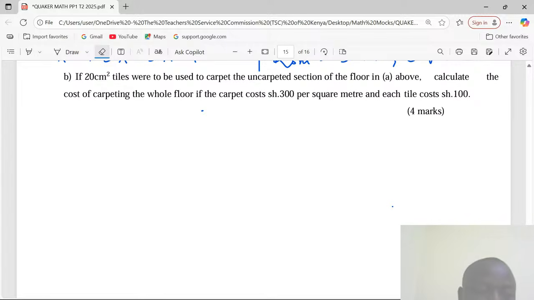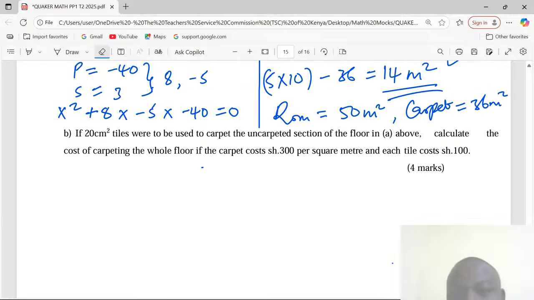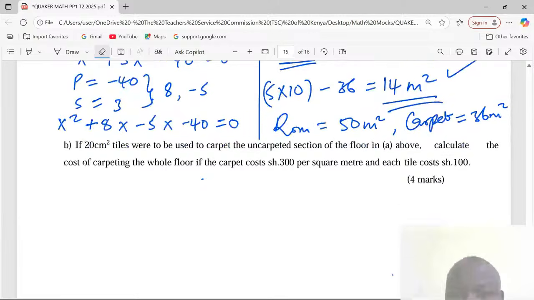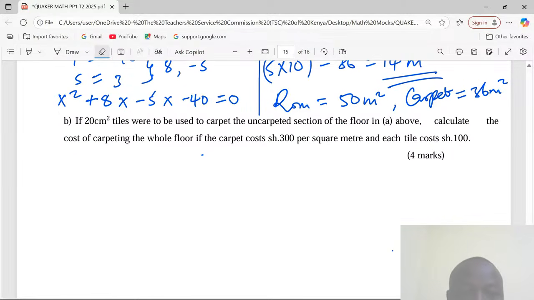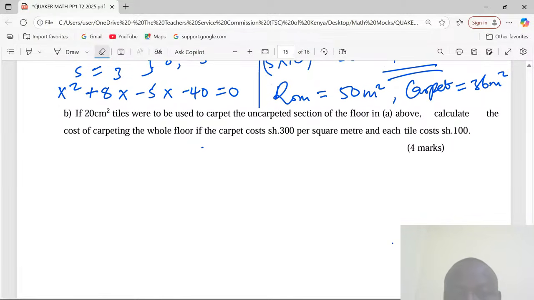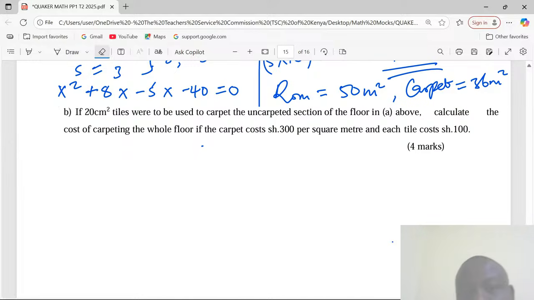Let's check the part B of this. What is the examiner telling us? That 20 square centimeter tiles were to be used to carpet the uncarpeted section. In other words, to carpet the 14 square meters. Calculate the cost of carpeting the whole floor if the carpet costs 300 and each tile costs 100.